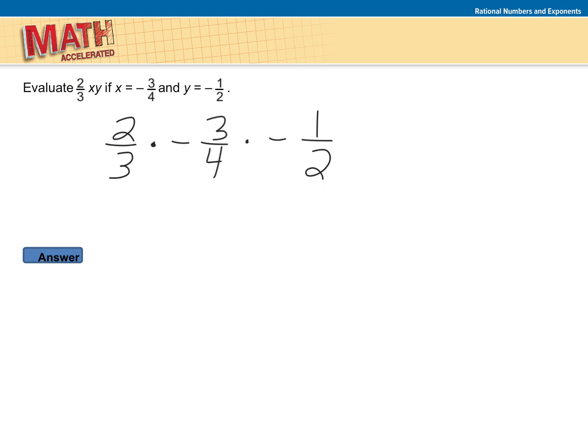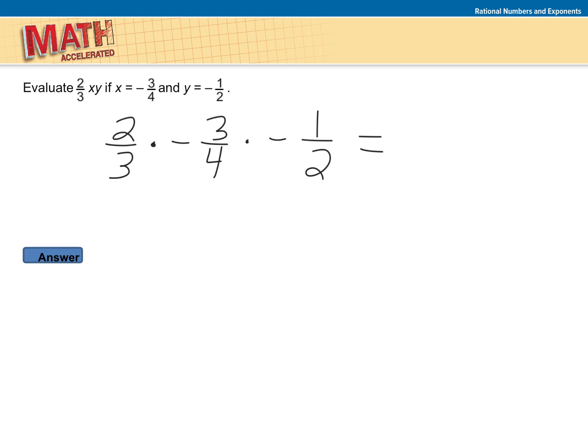Let's figure out what our sign is going to be in the end. We have a positive times a negative. What's that? Negative. Negative times a negative? Positive. So our overall answer is going to be positive.